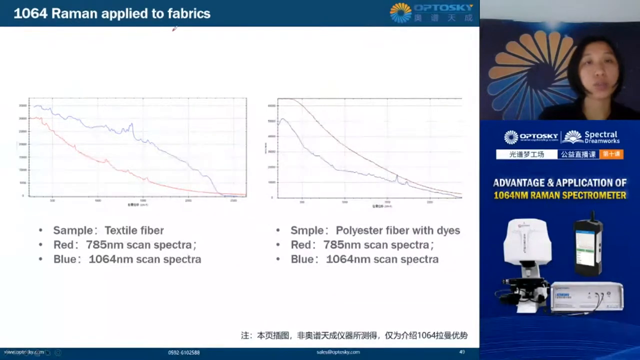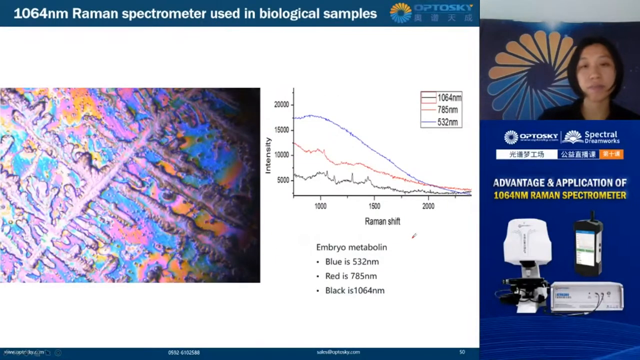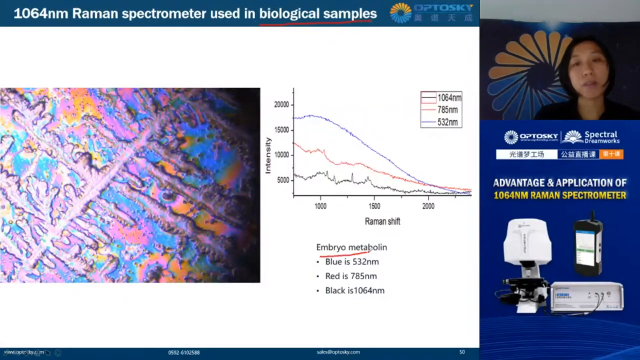1064 Raman is applied to detect fabric. This is the textile fabric. It's better, right? For polyester fibers we dyed, the blue one, 1064, is much better. With 785, there is no signal. And also the 1064 Raman spectrometer is used for biological samples. This is the embryo, the metabolome. You can see the 1064 peaks are nice.